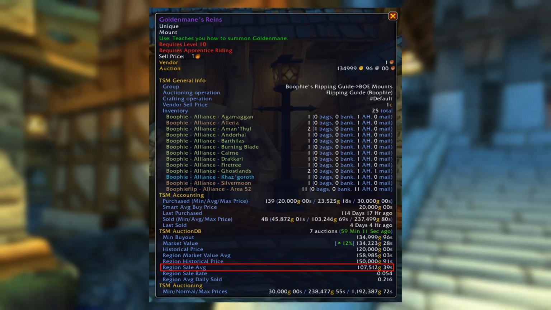People that are using TSM are normally trying to buy cheap deals and flip, and they know a bit more about how to get cheaper deals. So this price is a lot lower for people that have bought an item to flip and bought it for a really good deal.